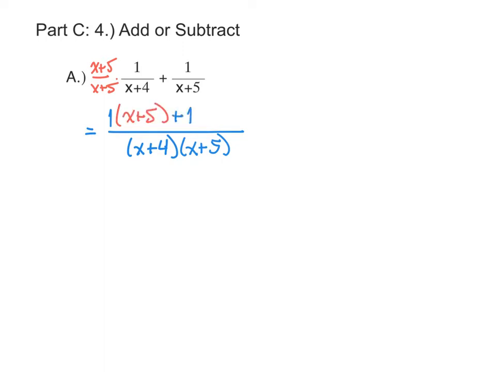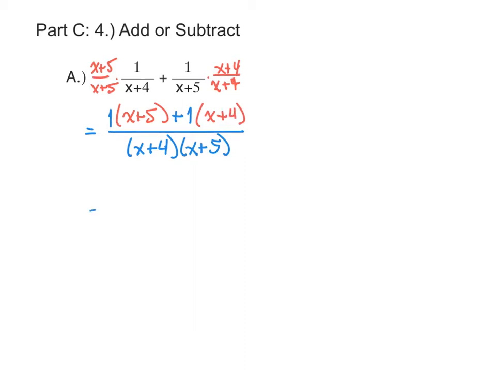And in the second fraction, in order to get the denominator here to be the same, I would have had to multiply this by x plus 4 and do the same thing in the numerator, x plus 4. So I'm going to take that 1 and multiply it by x plus 4.